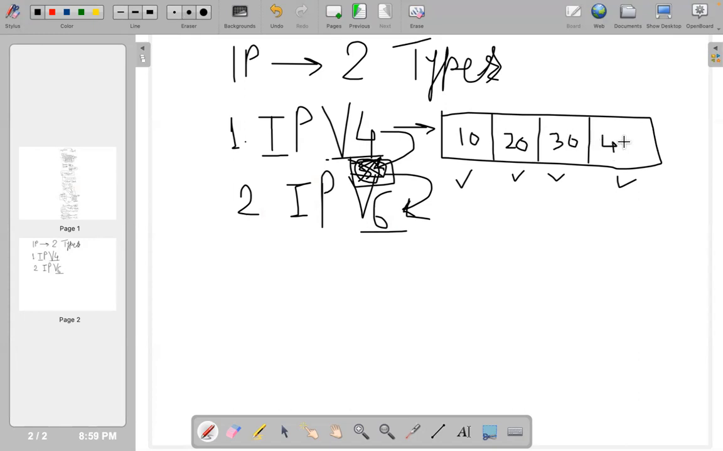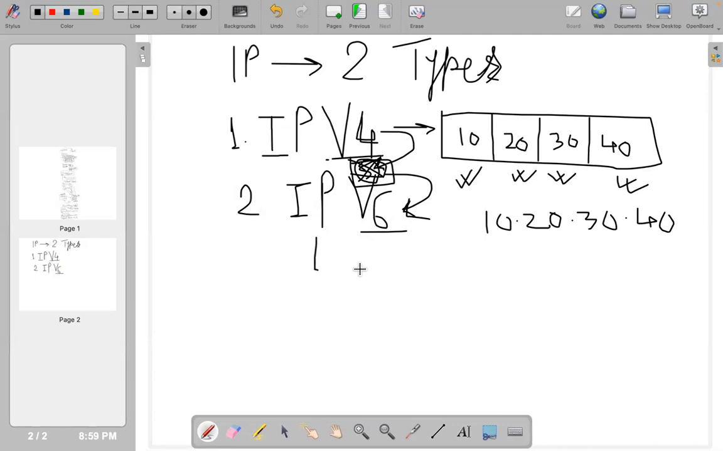And we can name it like 10 dot 20 dot 30 dot 40. Okay. So this 10.20.30.40 is an IP address which is version 4. Four means there will be four octets: one octet, two octet, three octet, and four octet. This type of IP address is called IPv4 addressing.